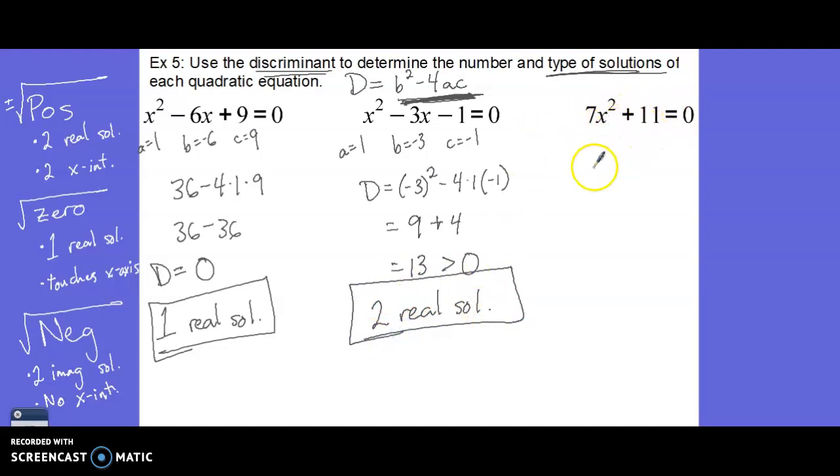Whereas when I look at this last one, and by the way, if there's no x value, that means b equals 0. So as I look at the discriminant, it's 0 squared minus 4 times 1 times 11. Oops, that should have said 7 there. 4 times 7, see? Mistake right there. I have no idea what that number is, but I know it's definitely smaller than 0. It's definitely a negative. I don't really feel like figuring that out, but you can. But what that tells me is that there are 2 imaginary solutions. There are no x-intercepts here.